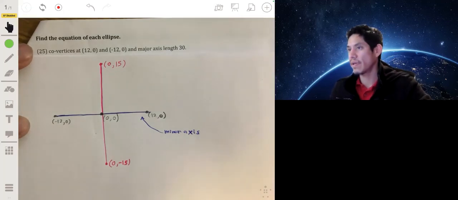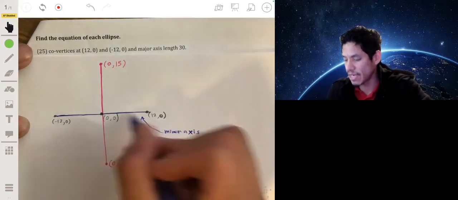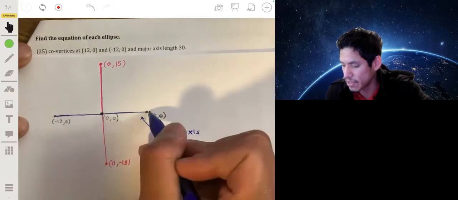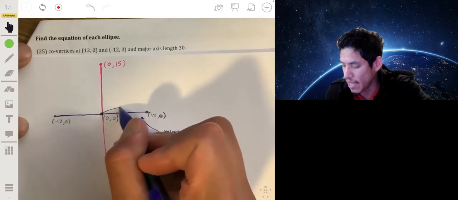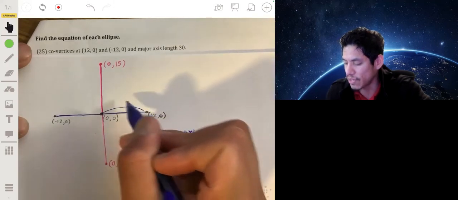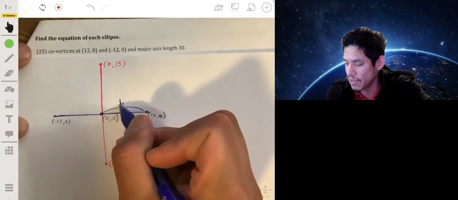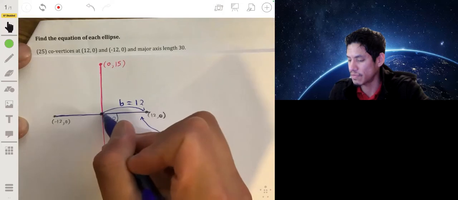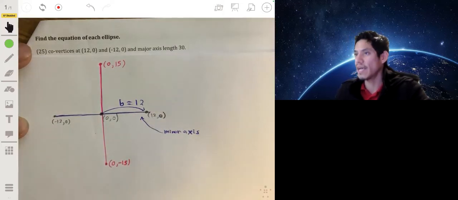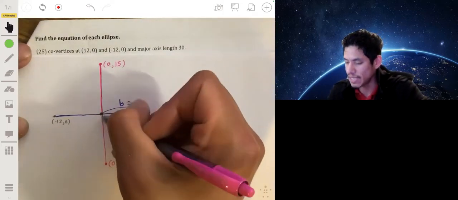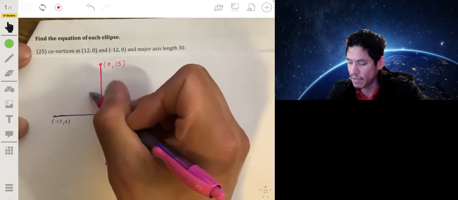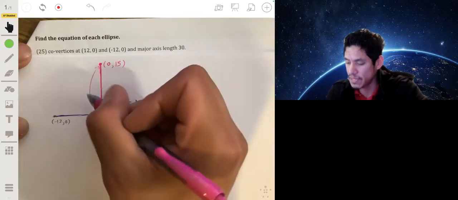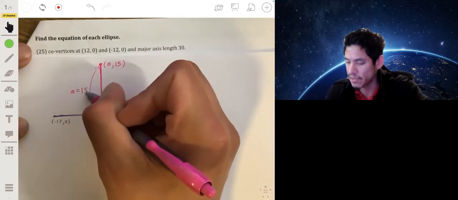Now, if this is the minor axis, remember the distance from the center to one co-vertex is equal to the value of b. So b will be 12. So from 0 to 12 is 12, obviously. And then since this is the major axis, that means that the distance from the center to the vertex at the top is equal to a. So a will be 15.